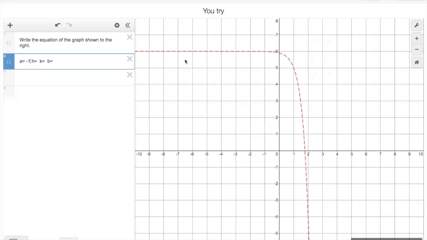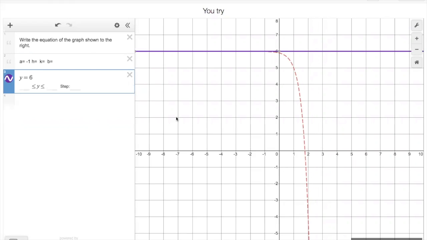Now let's focus on my asymptote. Well, this is going to be a horizontal asymptote, so it's going to be an exponential function. But the horizontal asymptote is located at y equals 6. So my asymptote that was y equals 0 moves up 1, 2, 3, 4, 5, 6 places. So K is 6.